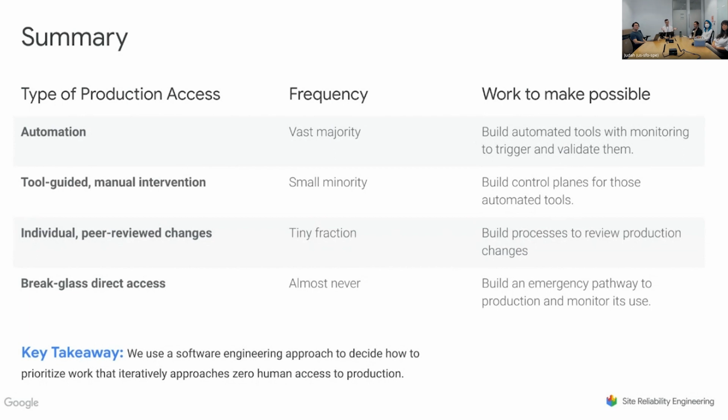So I think the key here is that SRE is still software engineering practice. We use software engineering principles to decide how to prioritize, how to make those trade-offs of what's worth the automation and what's not, and iteratively work towards it, even if we never fully reach a world where 0 humans ever touch production.